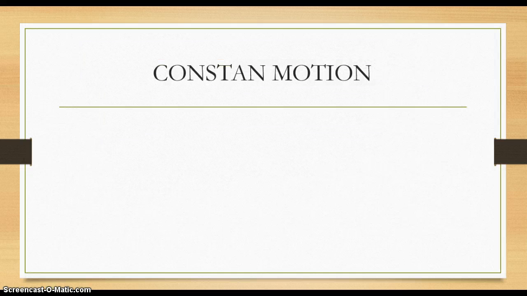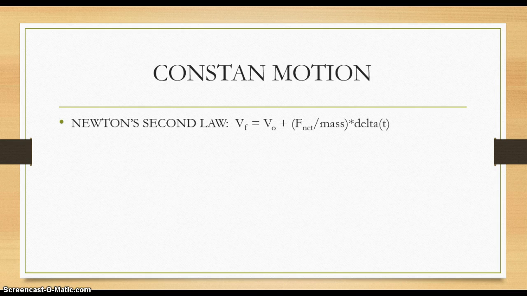First of all, in order to understand how constant motion works, we need to understand the basic concepts involved in Newton's second law, which is Vf equals Vo plus F net over mass times delta t, as shown on the screen. Also, we need to know that the change in velocity is the change in position over change in time, or delta x over delta t.